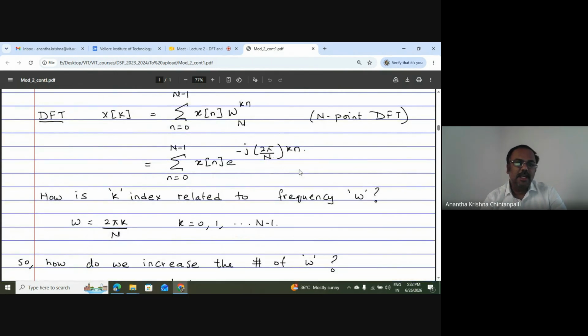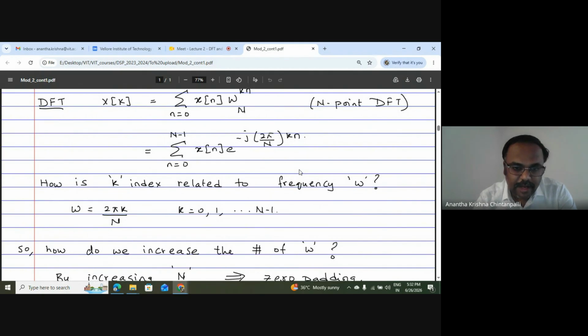So the question is, how is the k index related to the frequency omega? Omega is given by 2 pi k by capital N, where k goes from 0 to N minus 1. So how many different values of omega will you get? You will get N different values of omega. What is the range of omega? It can be 0 to 2 pi or minus pi to pi. So around the unit circle, you are going to get N different values of omega.